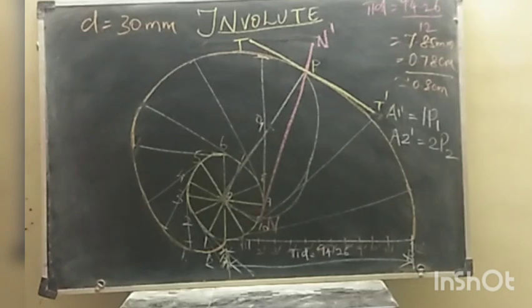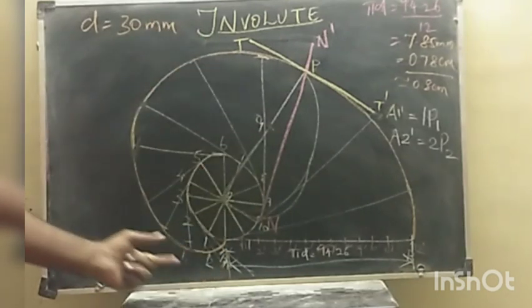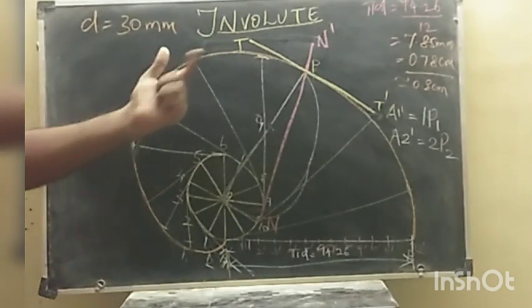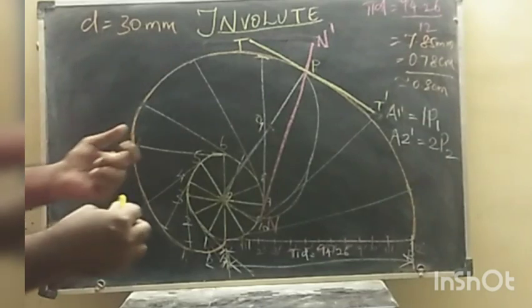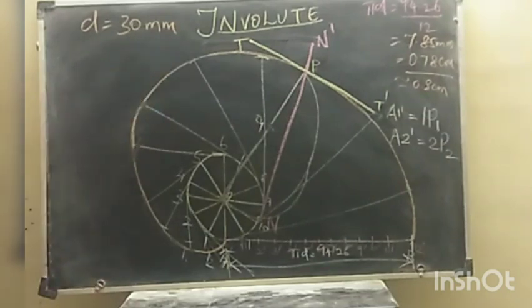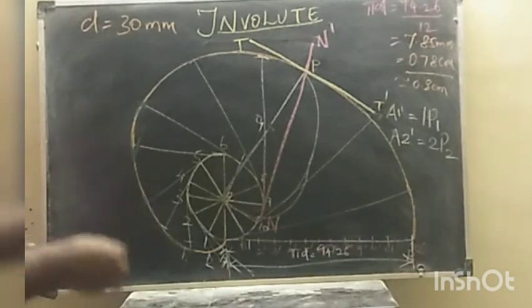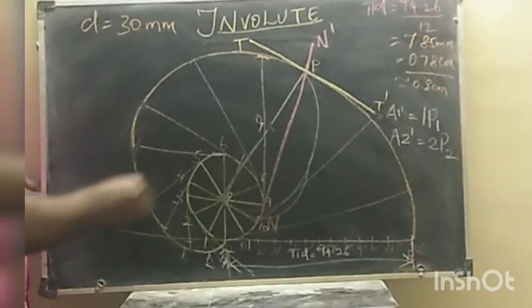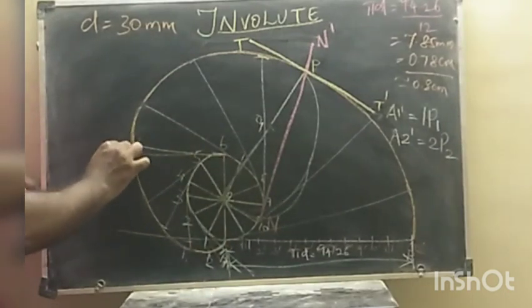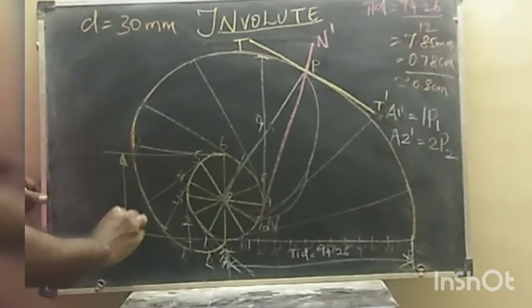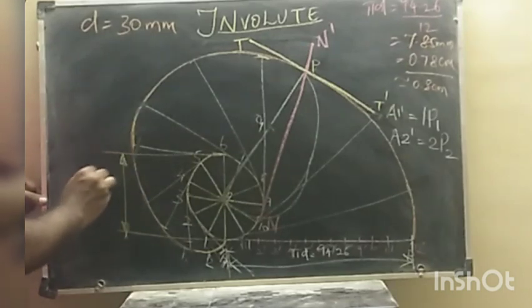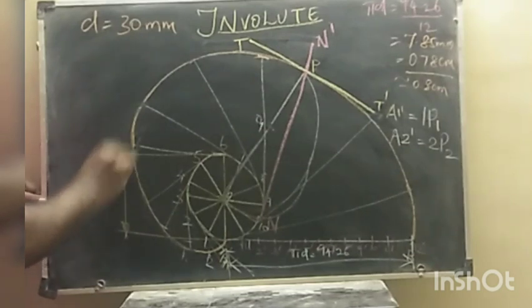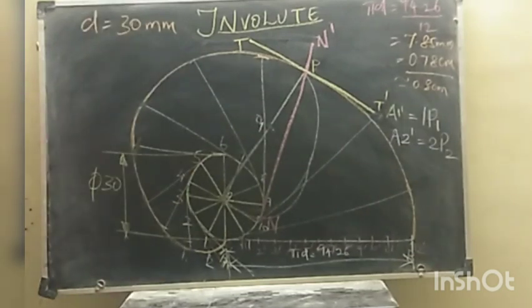Okay, so that's how to draw an involute curve and a tangent and normal. So finally just write it down: TT dash is the tangent and NN dash is the normal, and mark the dimensions, the circular dimensions here. In this problem the dimension is 30 mm, right? So mark the dimension as dia 30. Okay, that's the end of the problem.